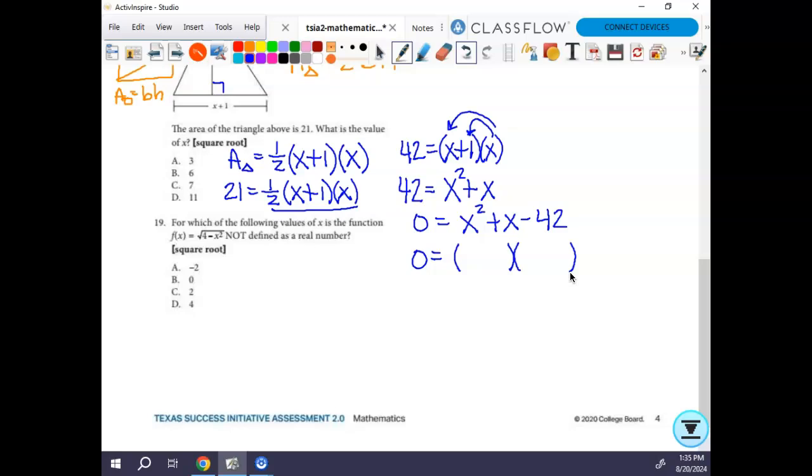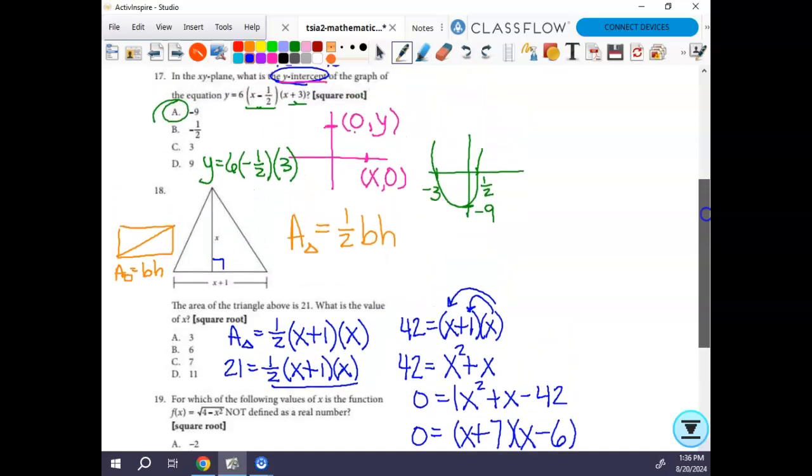A is 1, because this would be A, so I don't have to write in a 1, but it's 1 right there, right? So I can do x and x. This is negative, which means my signs are opposite. Then I need two numbers that multiply to give me a negative 42 and combine to give me a positive 1. What are they? 7 and 6. Okay. Which one's negative? 6, 6, and 7. Okay. So now we have it factored.